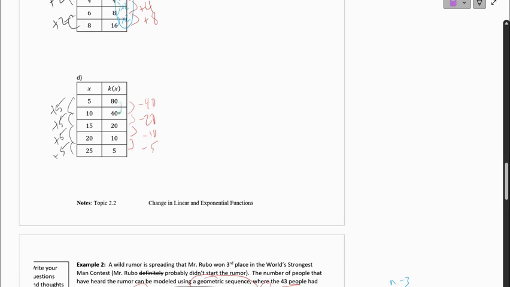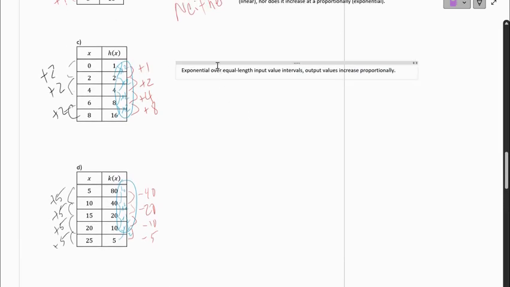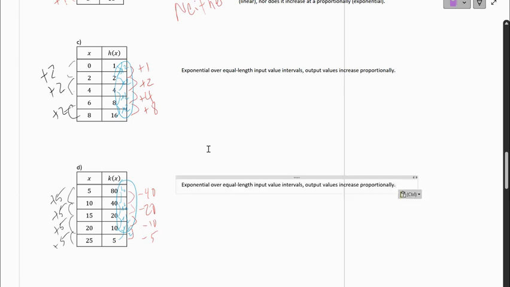Now I want to think, what do I multiply to go from 80 to 40? Well, that would be multiplying by 1/2. And if I multiply by 1/2 again, I would go from 40 to 20. Multiply by 1/2, multiply by 1/2, the same exact answer as before. It's exponential. I can just write the exact same thing over, and that is my answer for D.